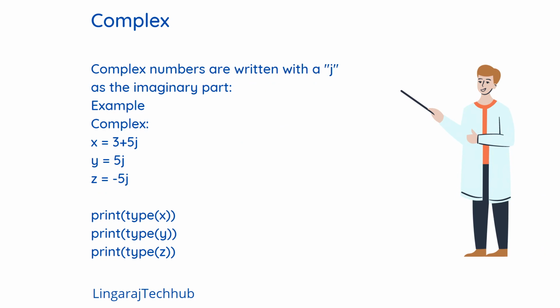Then complex numbers. In complex numbers there is a j, which is written for the imaginary part. Here 5j is the imaginary part and 3 is the real part. So 3 plus 5j. If you print the type of x, y and z, it returns the complex type of data. This is the complex number type, and it can also be negative or positive. Minus 5j also belongs to complex numbers if you add the j.